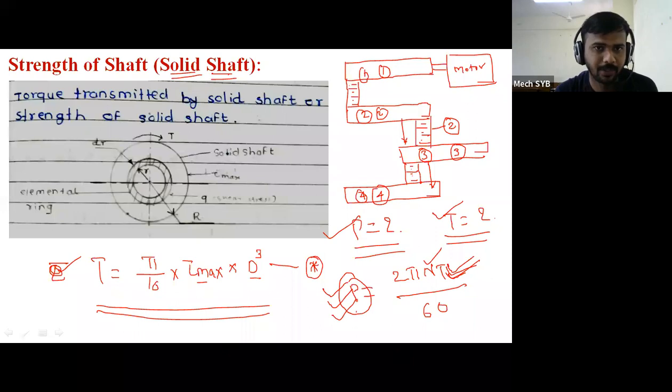So put the heading strength of the shaft in bracket solid shaft and write down this particular formula, that is capital T is equal to pi by 16 into tau max into d cube. In the shaft we are not calculating tensile stress, compressive stress, or volumetric stress. We are not calculating these parameters because the shaft is not subjected to external load. Shaft is a rotating element and it is mostly used for power transmission applications.